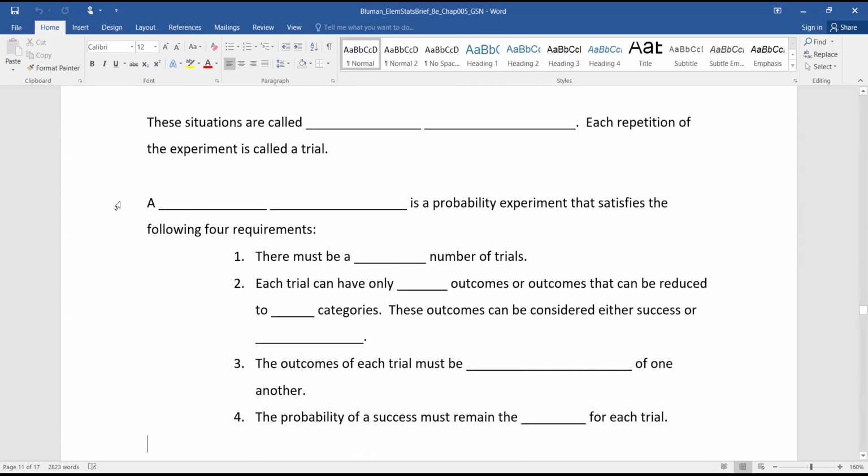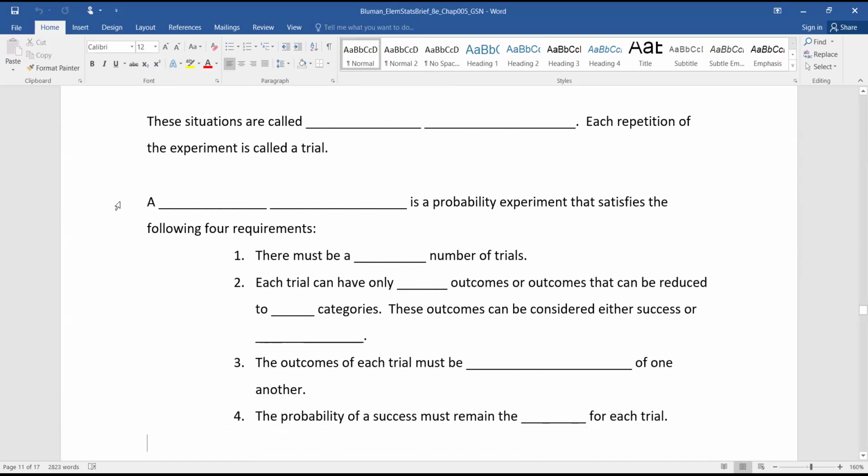These situations, again, are called binomial distributions, or I guess in this sense, binomial experiments, meaning only two outcomes can happen. Each repetition of the experiment is called a trial. So each time you do it, it's a trial.